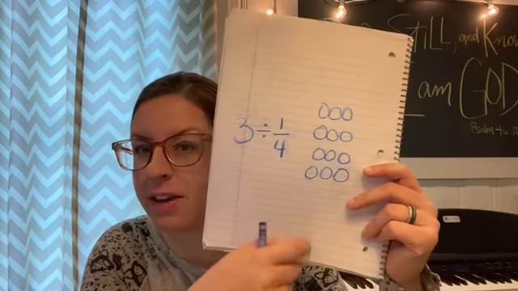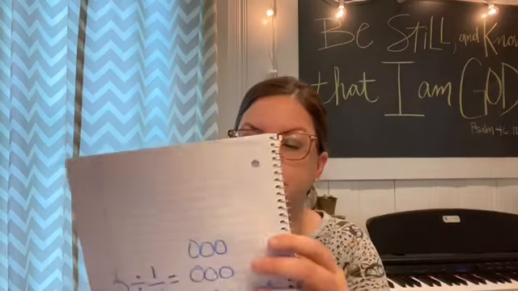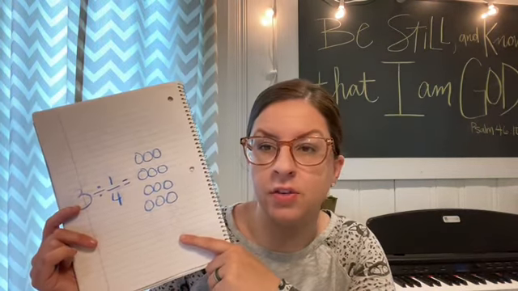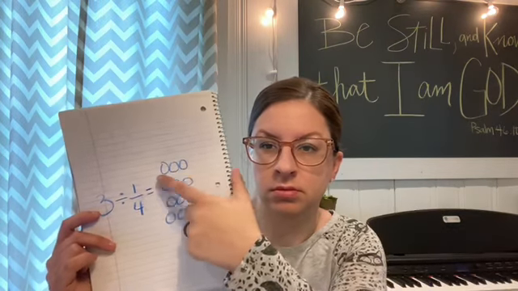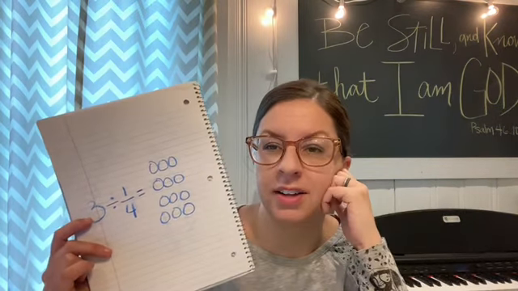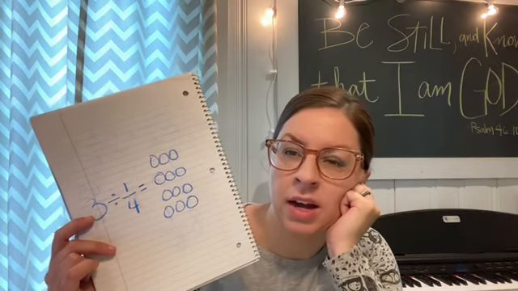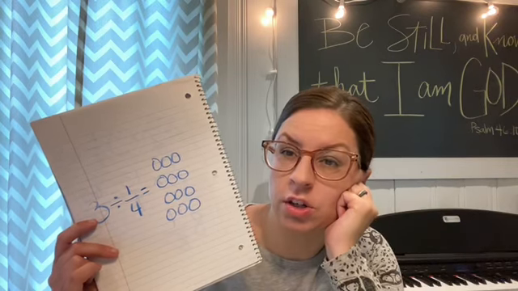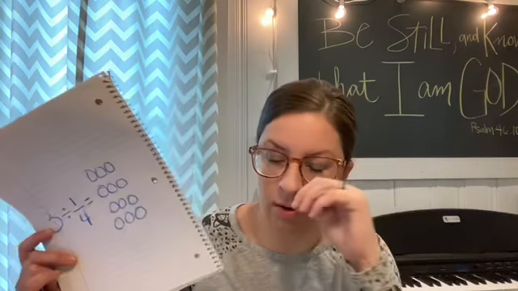Okay, and I already gave you the answer. So there are 12 quarters in 3, or 12 objects, I guess, in 3. Okay, so if you divide the number 3 into quarters, you're going to get 12. All right, so 12 groups. So you're going to just be doing that, looking at models and using division for that.